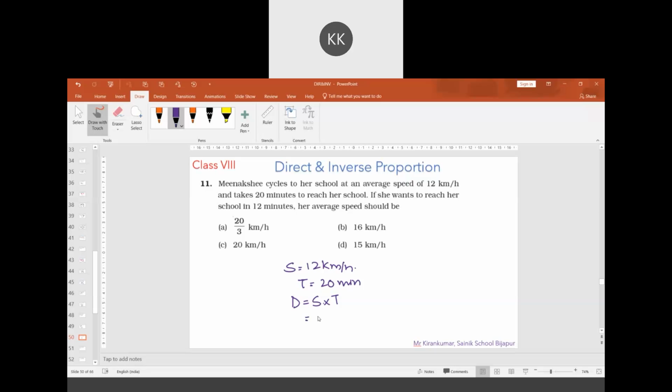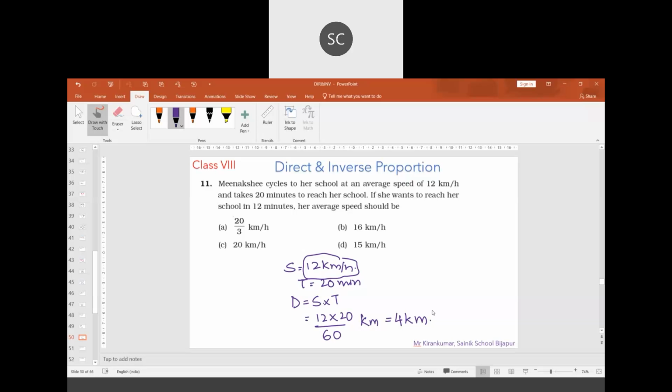240 into 1/3 is... no, sir, it is in terms of kilometers per hour, and the time is in minutes. So let me divide this by 60, so that we will get it in terms of kilometers. The zeros cancel. It will become 4 kilometers. This is the distance, 4 kilometers.